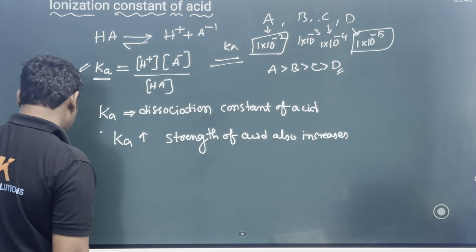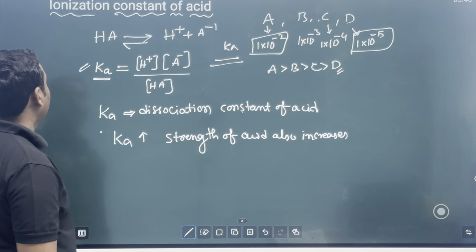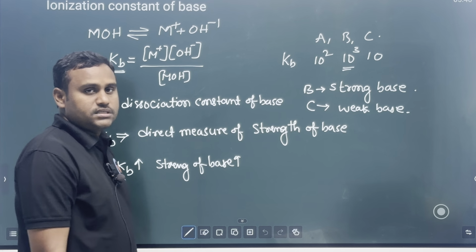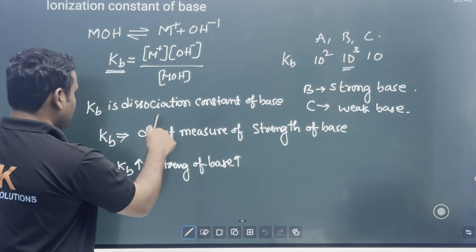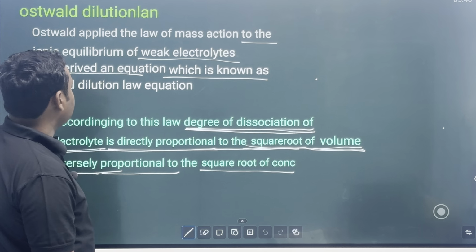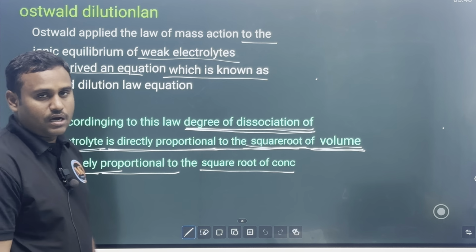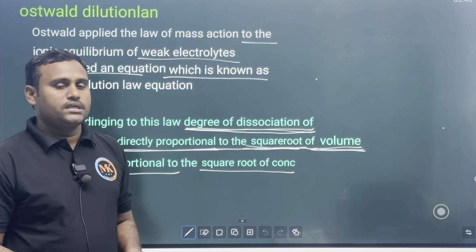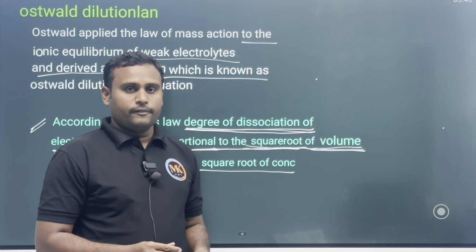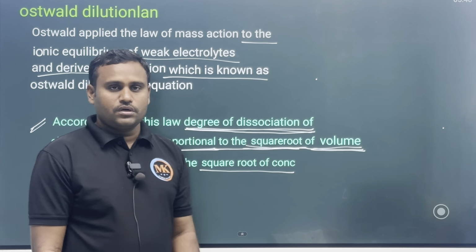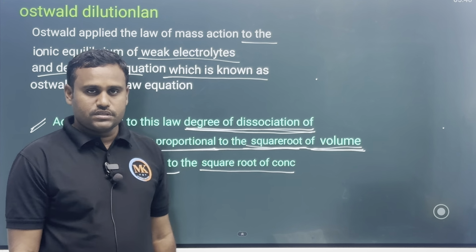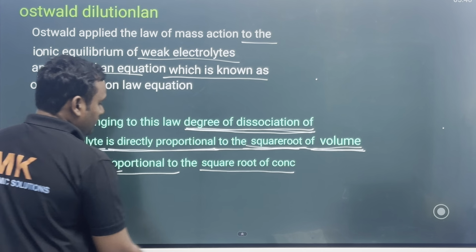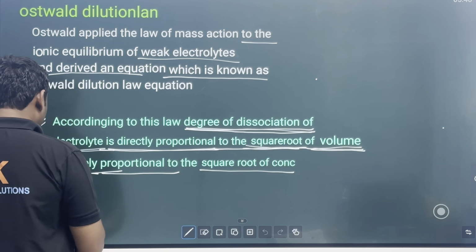Next, ionization constant of base. This is the ionization constant of base. As Kb increases, the strength of the base is also going to increase. How, I showed you. And next, Ostwald dilution law. What is the Ostwald dilution law? The application of the law of mass action for weak electrolytes, that is the Ostwald dilution law. Here degree of dissociation is directly proportional to the square root of Ka value, and degree of dissociation is inversely proportional to the square root of concentration for binary electrolytes. Okay, this is applicable for binary electrolytes.